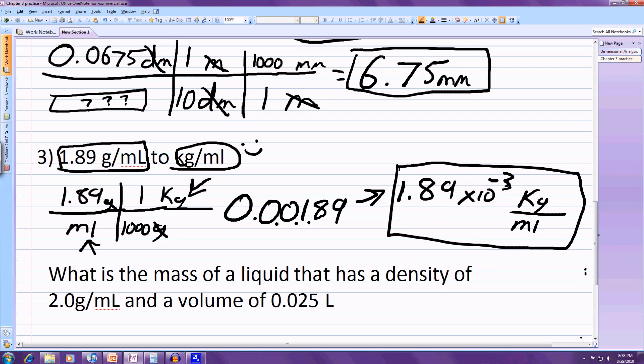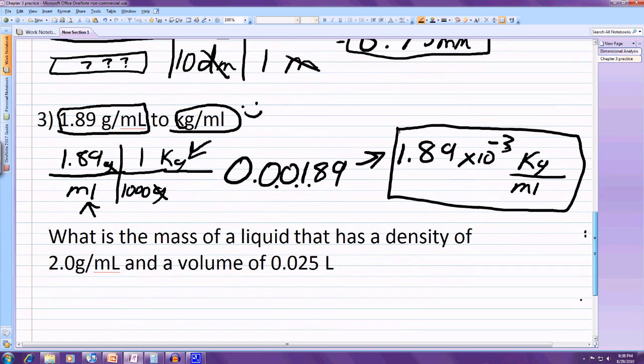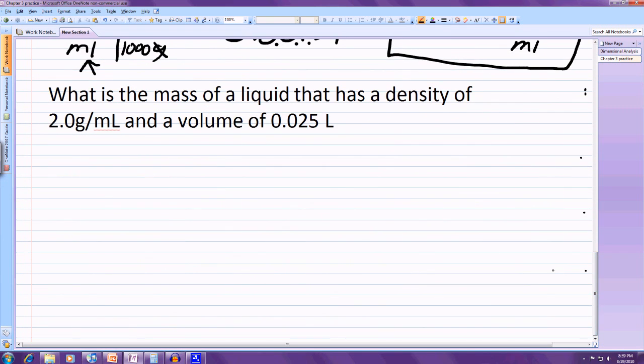Okay, let's go ahead and do our last type of problem here, a simple density problem. Remember, density is equal to mass divided by volume. Now our unit at the very end is going to be, since it's mass, grams, so we're going to start off in grams. But here's the question. What is the mass of a liquid that has a density of 2.0 grams per milliliter and a volume of 0.025 liters?